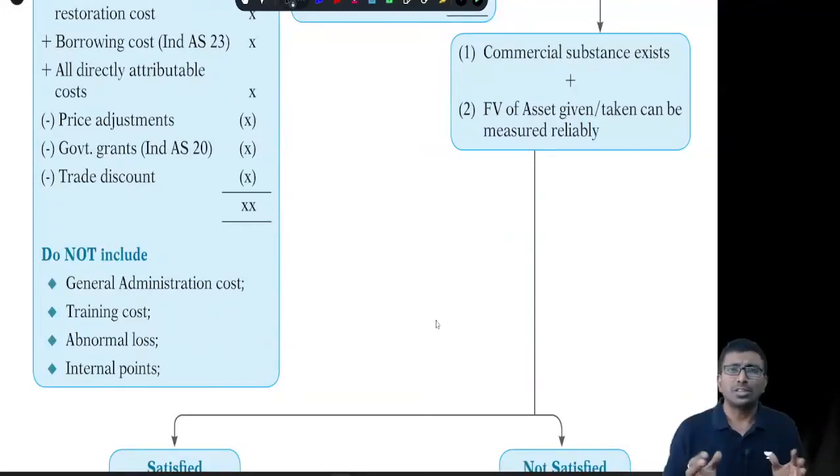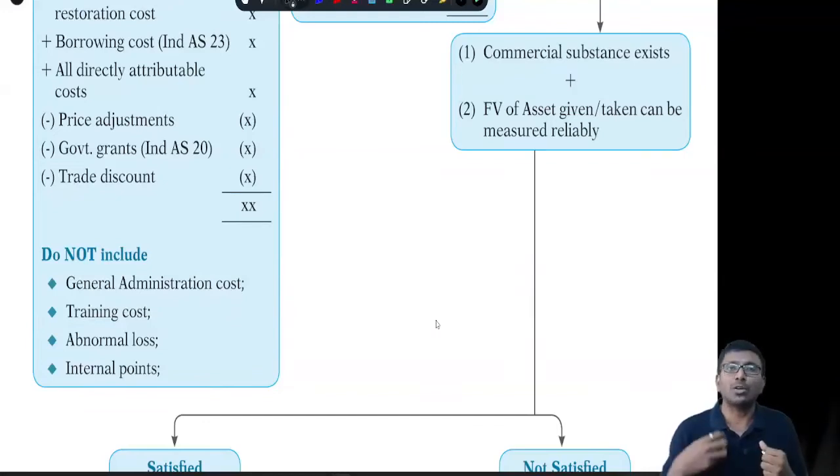In simple words, are these items which are getting exchanged, I am giving asset A, I am taking asset B, these assets should not be similar or same. If assets are similar, then the condition does not satisfy. Second condition, the fair market value of the asset given or the fair market value of the asset taken should be measured reliably. Fair market value, correct?